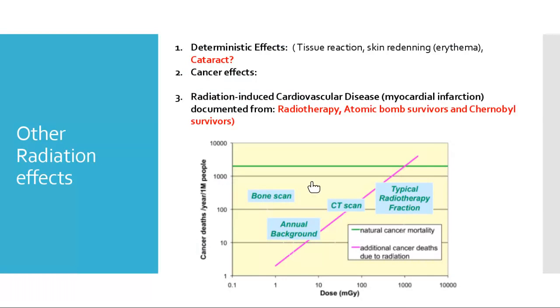Here, if we compare different radiation sources, we have CT just before radiation therapy. If we compare bone scan and others, even annual background radiation, CT has the highest radiation dose compared to other medical sources.